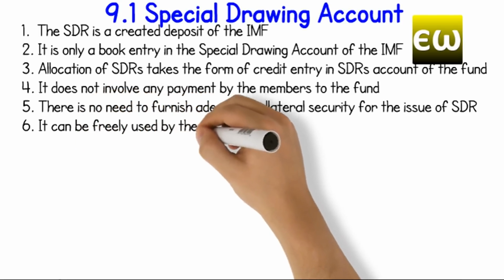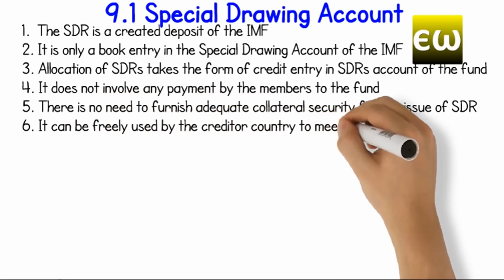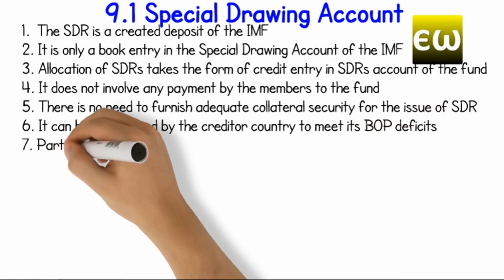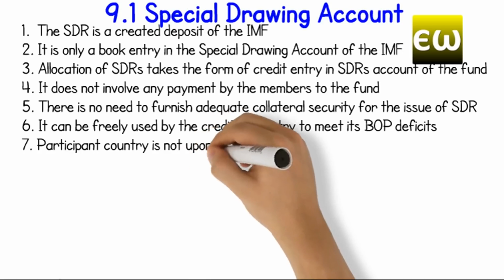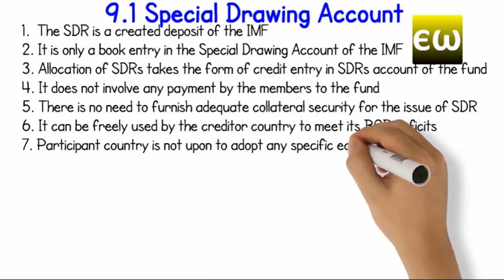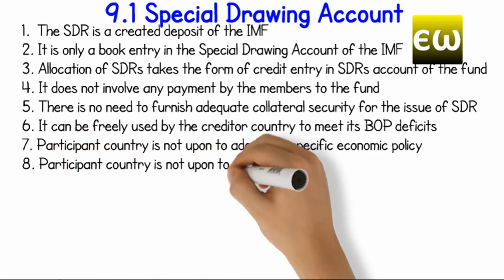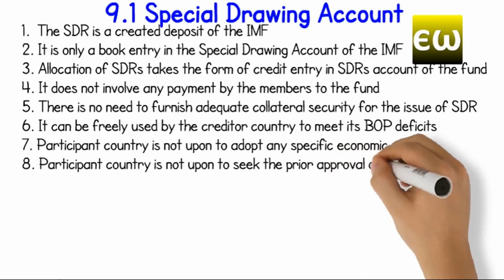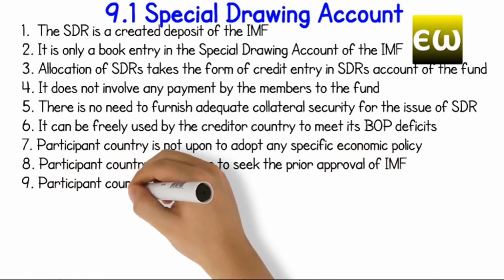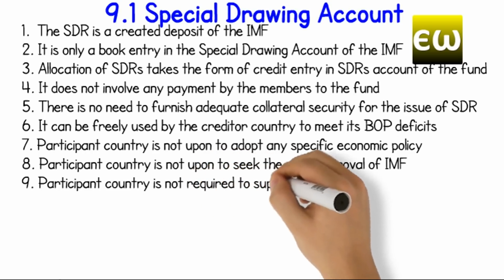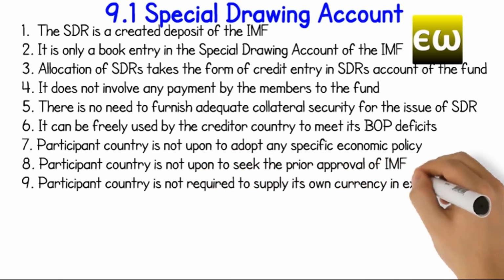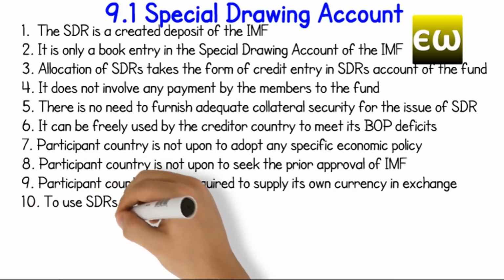6. It can be freely used by the creditor country to meet its BOP deficits. 7. Participant country is not bound to adopt any specific economic policy. 8. Participant country is not bound to seek the prior approval of IMF. 9. Participant country is not required to supply its own currency in exchange.